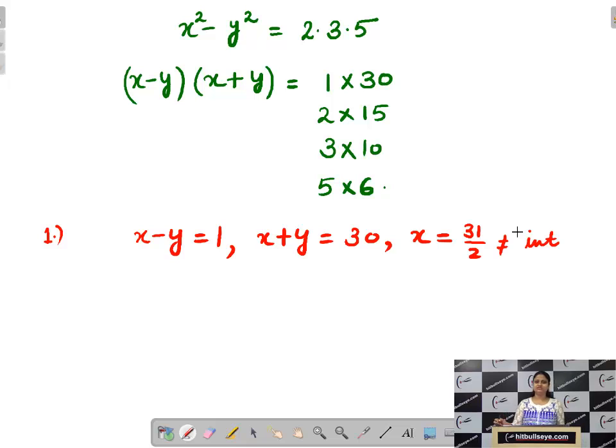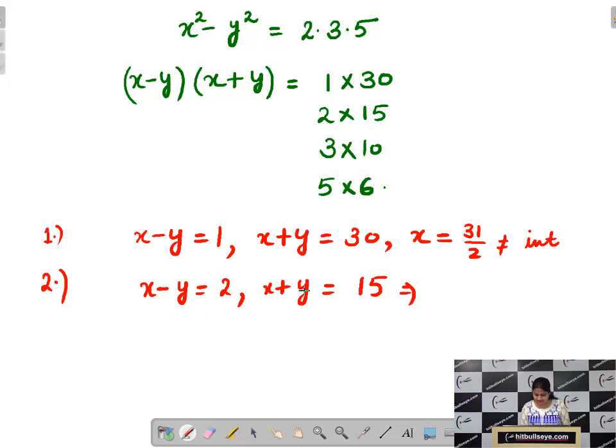That's why this solution is not possible. If you see it closely, in every case, the solution is not possible. See why? Whenever we are solving these equations, if we add these two equations, we will get 2x is equal to 15 plus 2.